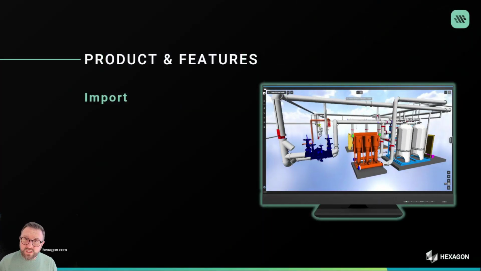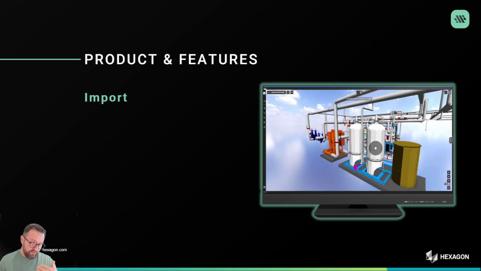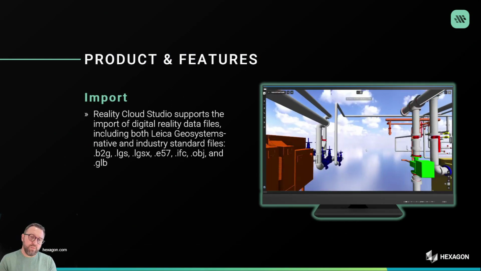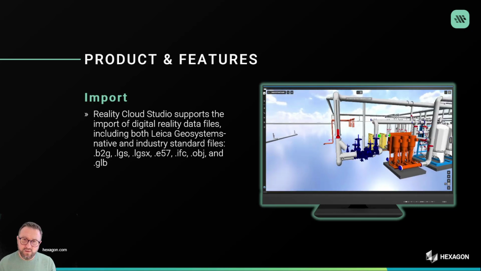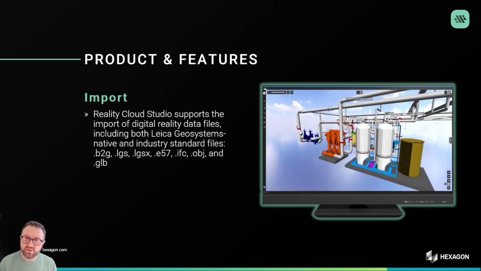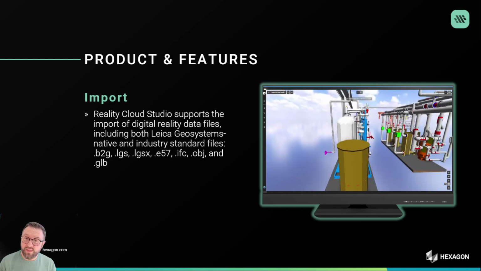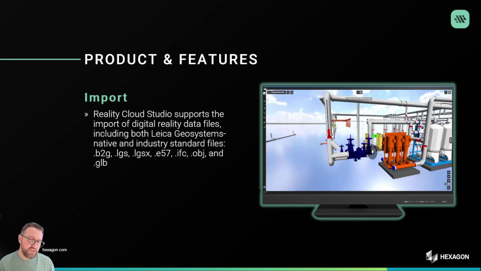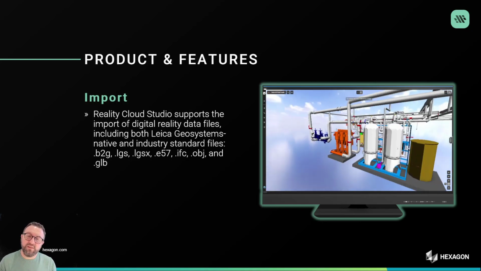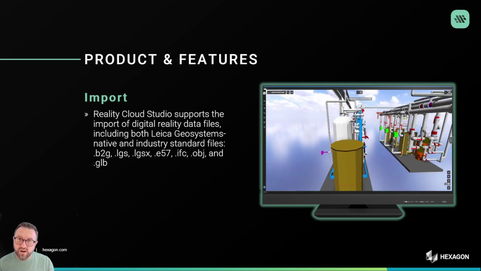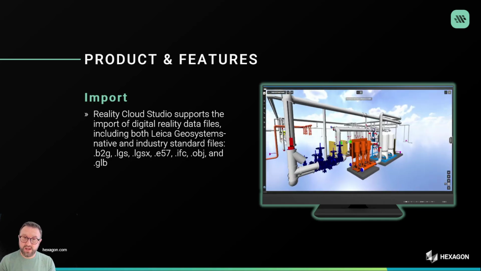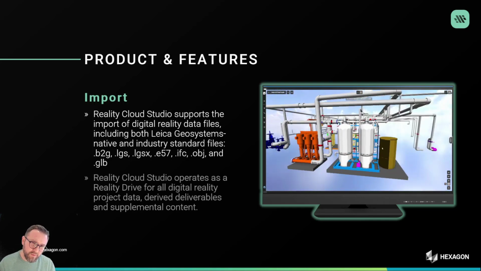In terms of importing as well, those are the different methods, but it might be that you have different data sources. So we support a whole manner of 3D files. You can see here this is an IFC file that we've just taken from a project and dragged and dropped, and it will process it. But you can see there B2G files, LGS, LGSX, standard E57s, LAS files, OBJ files, GLB is a format you may not have heard of. It's another mesh format that can all come up into the cloud.